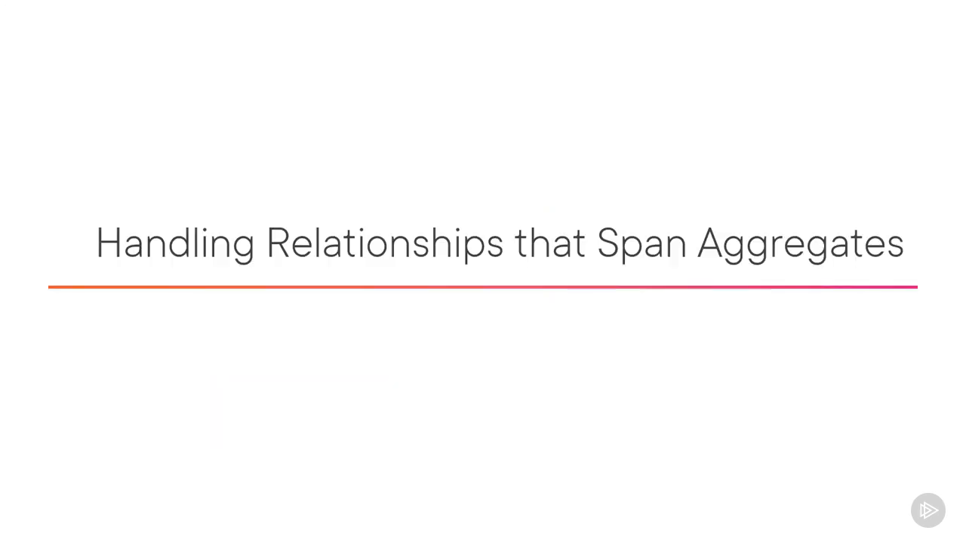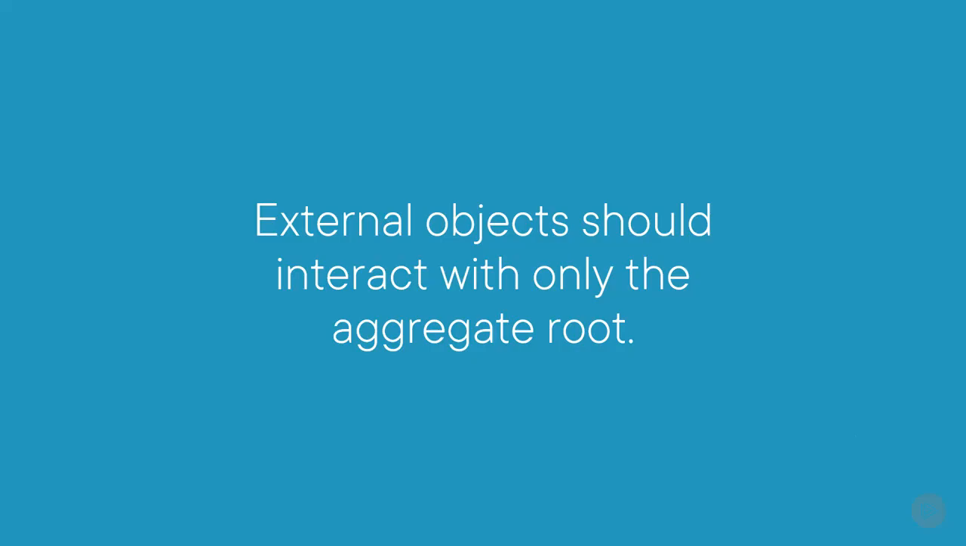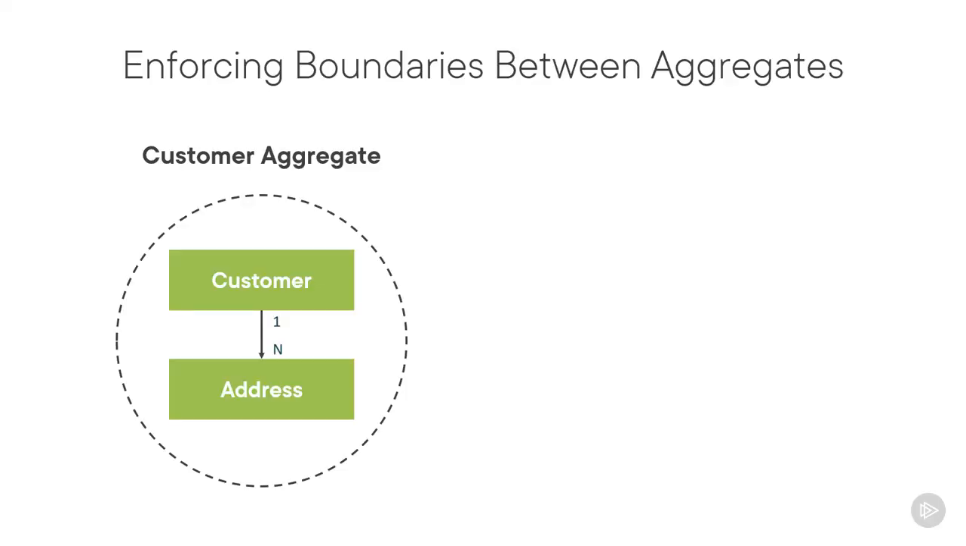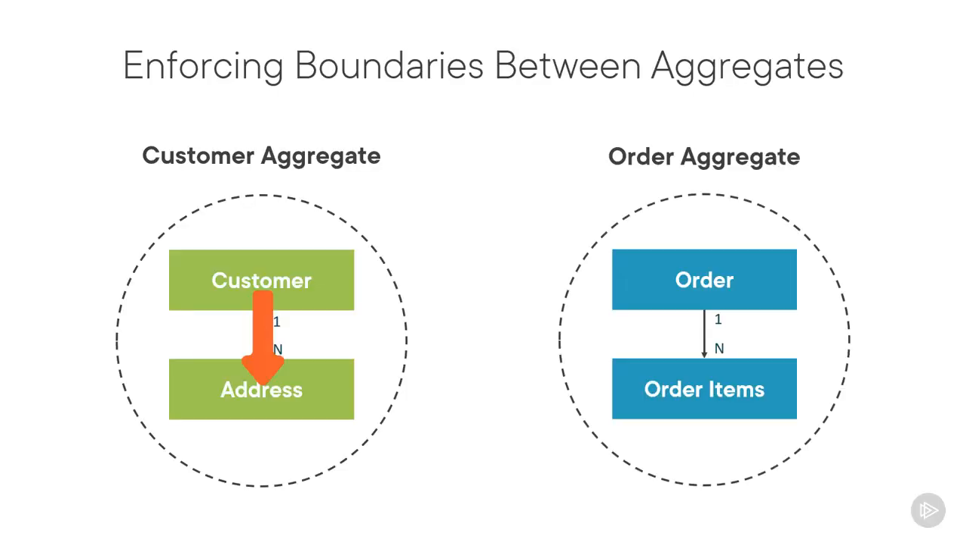Aggregates serve as boundaries between logical groupings within our application. We enforce these boundaries by prohibiting direct references to objects within an aggregate that aren't the root of the aggregate. Consider the customer with the address. It's perfectly okay for customer to reference address. Address might be an entity or it might be a value object. It doesn't really matter in this scenario. What's important, though, is that the only way to get to the address in this aggregate is through the customer.